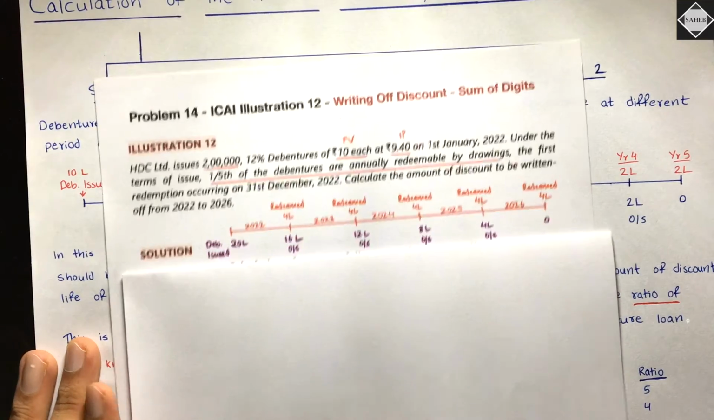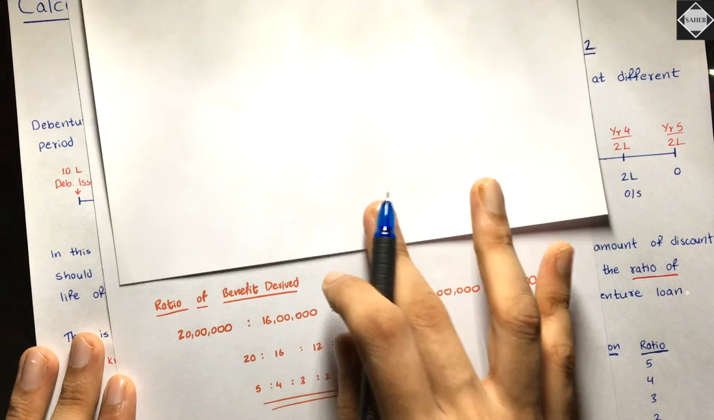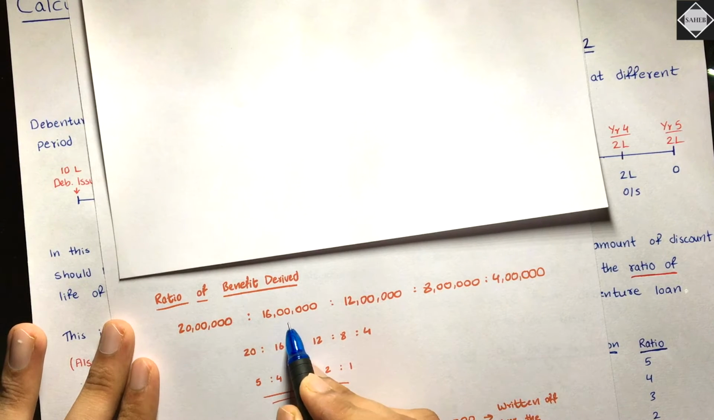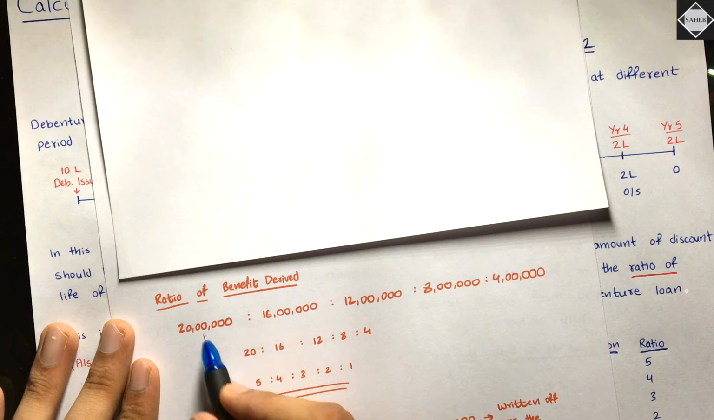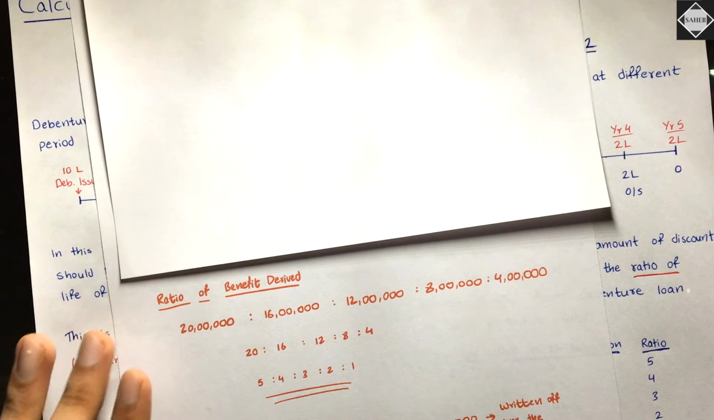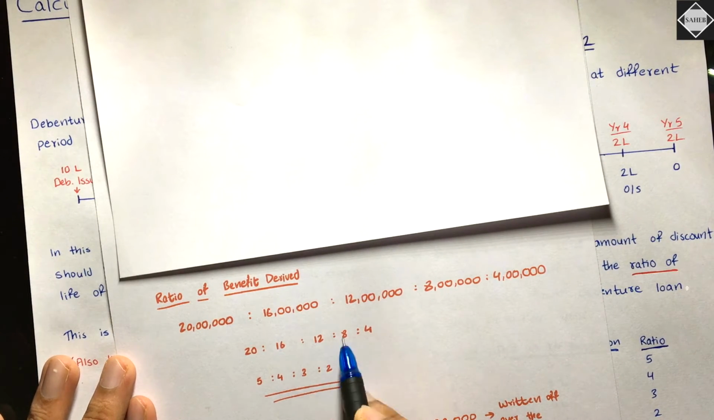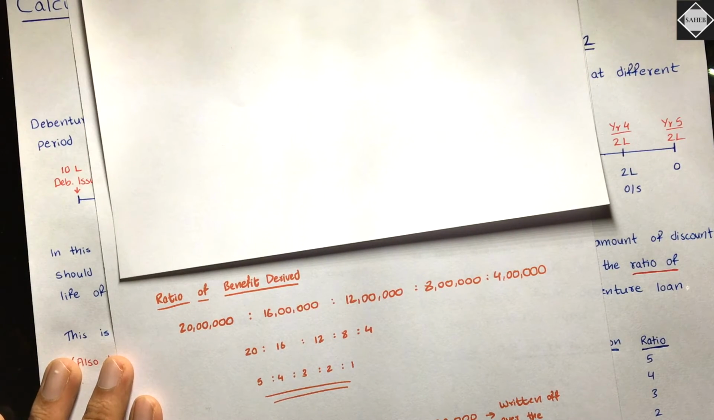Okay, let's just see how the ratio calculation will happen. First, let's talk about ratio calculation because that's very important. It's really simple. Ratio of the benefit derived. How the company has taken the benefit, right? 20 lakh, then 16 lakh, then 12 lakh, then 8 lakh, then 4 lakh. That's what happened. So cut off all the zeros, 5 zeros cut from everywhere. So 20 is to 16 is to 12 is to 8 is to 4, right? Then 4 5s are 20, 4 4s are 16, 4 3s are 12, 4 2s are 8, 4 1s are 4. You just have to simplify. So you got 5 is to 4 is to 3 is to 2 is to 1. Is it clear? This is the ratio you will use.